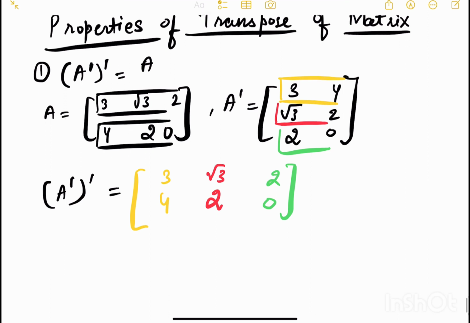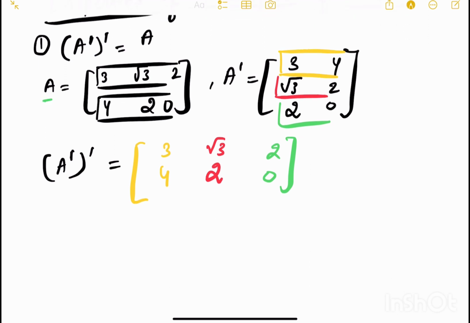So if you observe what is my A and what is my A double dash, it is pretty evident that these two matrices are the same. So this property just shows that if we take the transpose of the transpose of a matrix A, it will give me the original matrix.